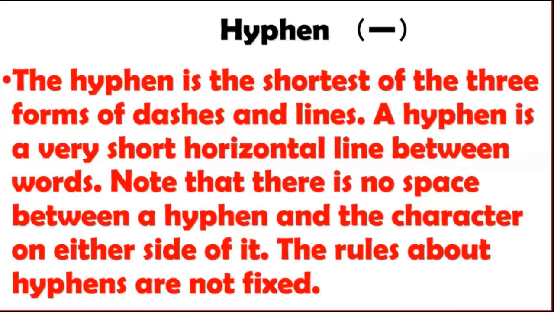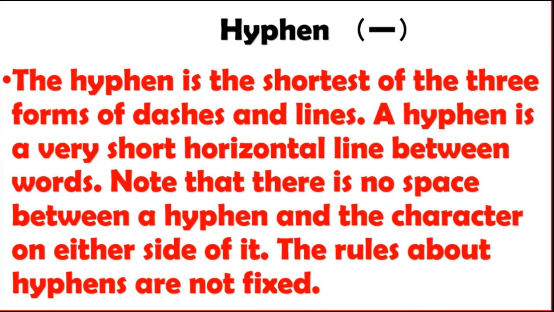Let us first discuss about hyphen. As I told you, hyphen is the shortest of the three forms of dashes and lines. A hyphen is a very short horizontal line. See, the shape is horizontal. Note that there is no space between a hyphen and the character on either side of each. Means when we put hyphen, we cannot have space after hyphen or before hyphen. So we should not put any space. We should not leave any space.